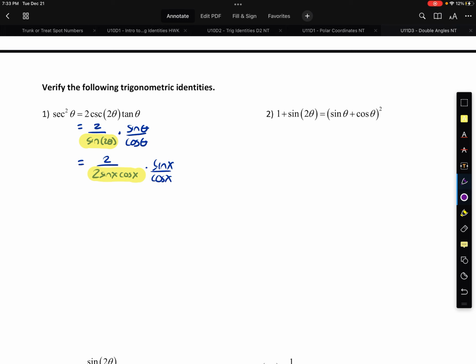Alright, what can I do now? Cancel the sines, cancel the 2's. And I'm left with 1 over cos squared x, which, if I bring it up, is secant squared x.